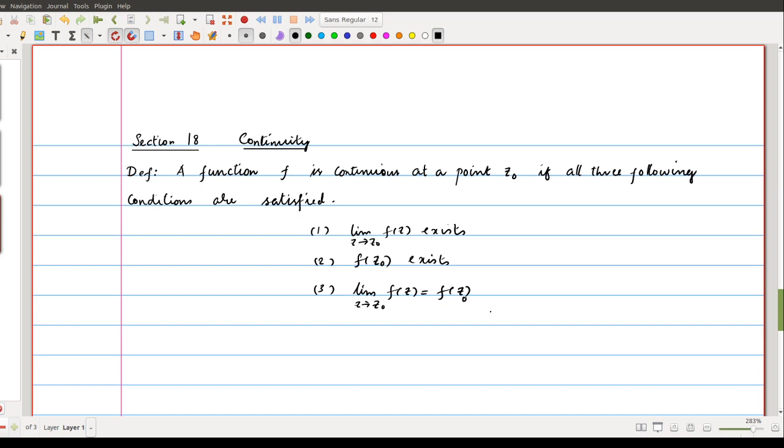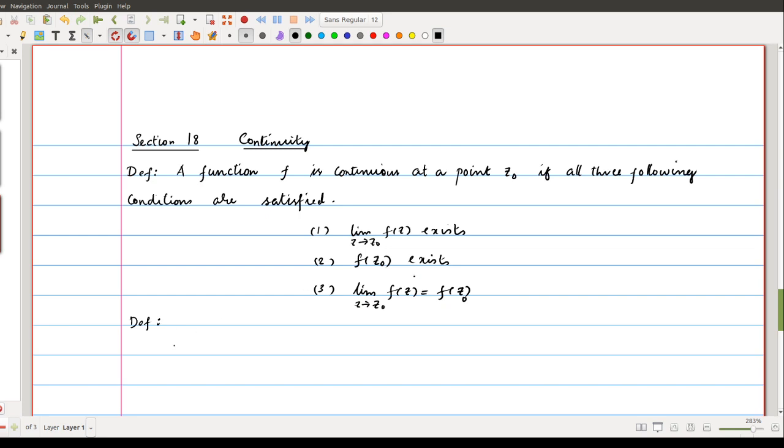This is f of z0. If these three conditions are true, then we can say that f is continuous at the point z equal to z0. So this is analogous to the definition of a continuous function in real analysis. And classically, this is another, equivalent definition for this.